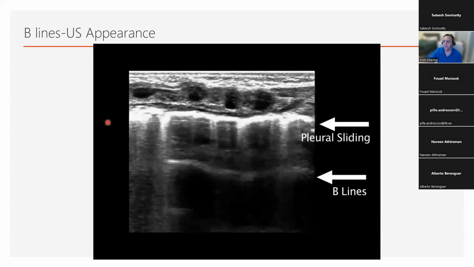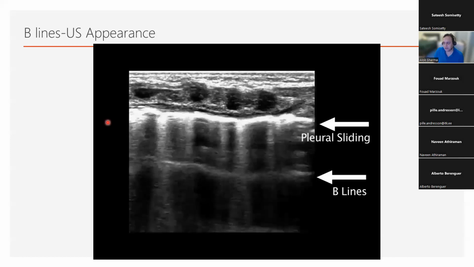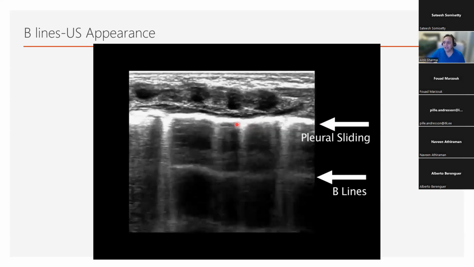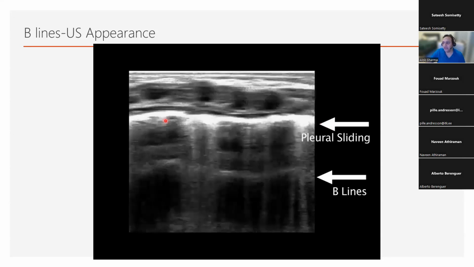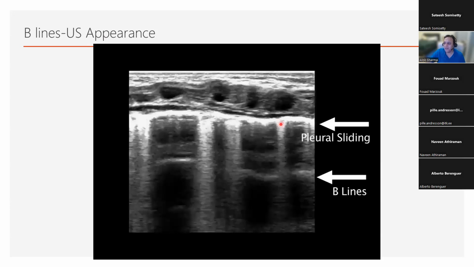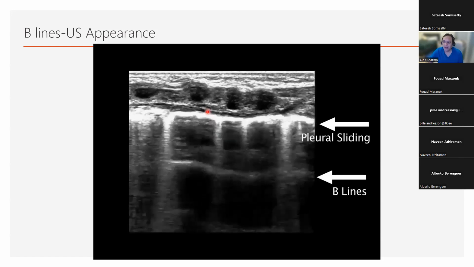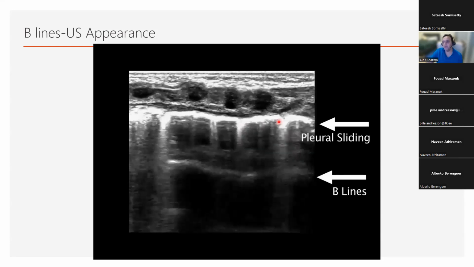And again, that's why image optimization is key. So in this image, the gain is quite high. And because the gain is quite high, that exaggerates the pleural thickness, but also makes you feel in some areas where you can typically see B lines originating, that there may be subpleural consolidations. Actually, if I adjust the gain settings, you'd probably be able to interpret this better.